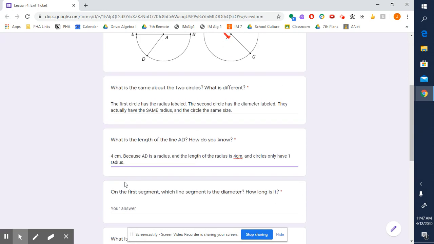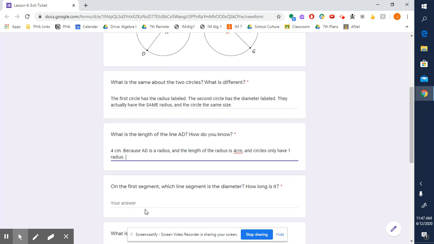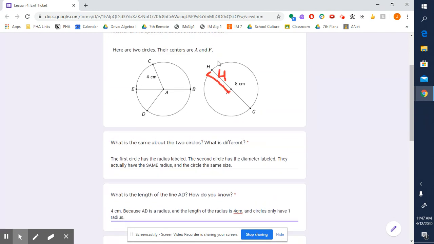Okay. On the first circle, which line segment is the diameter and how long is it? Well, remember that the diameter is the length all the way across the circle that goes through the center. So line EB is the diameter. And we know that it's made up of 2 radiuses that are both 4 centimeters long. So in total, it is 8 centimeters long.